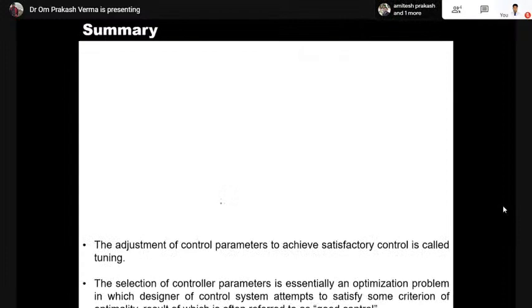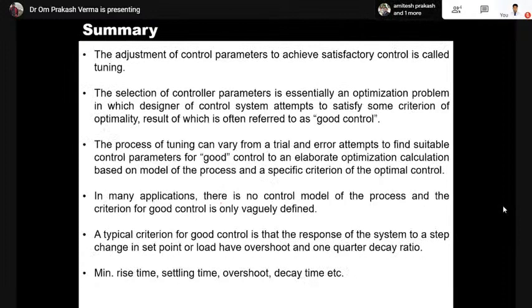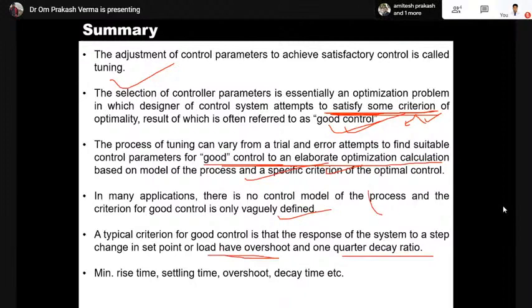So what we have concluded here: we have understood the meaning of tuning, and we have understood the meaning of good control. Good control means satisfying our optimal criteria, such as a single performance criterion or integral time. So good control is a parameter optimization problem, which is the tuning problem. In many cases there is no process model and the criteria of good control are defined by quarter decay ratio and overshoot.